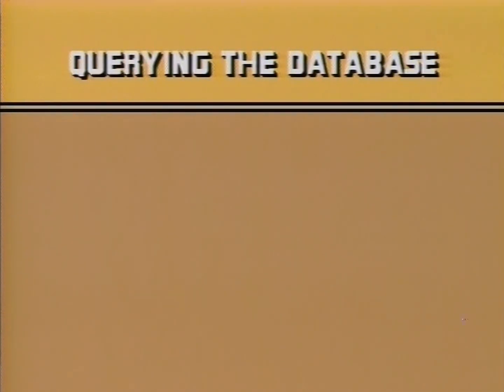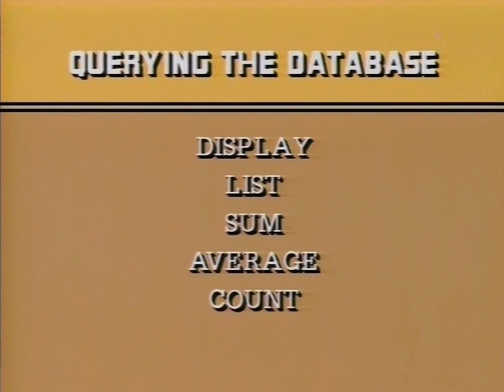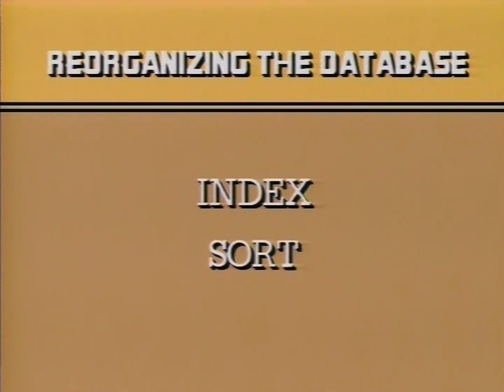The query commands are used to extract information from the database. The commands include display, list, sum, average, count, and the question mark command. Index and sort reorganize the database so that records are arranged in alphabetical, chronological, or numeric order.